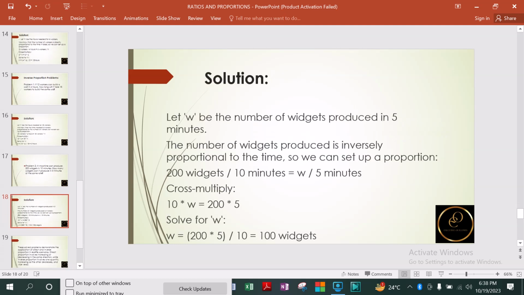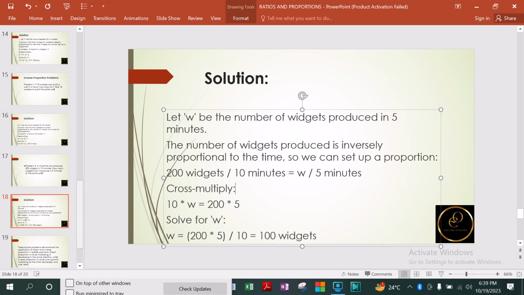In this regard, we can say let W be the number of widgets produced in 5 minutes, and the number of widgets produced is inversely proportional to the time. So we can set up the proportion: 200 widgets to 10 minutes, and the number of widgets we want to 5 minutes. So 10 times W is equal to 200 times 5. So for widgets, we are going to remain with 100 widgets. Are we together? So that's what it is.